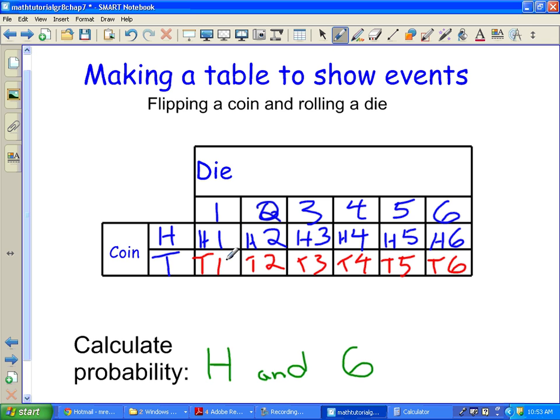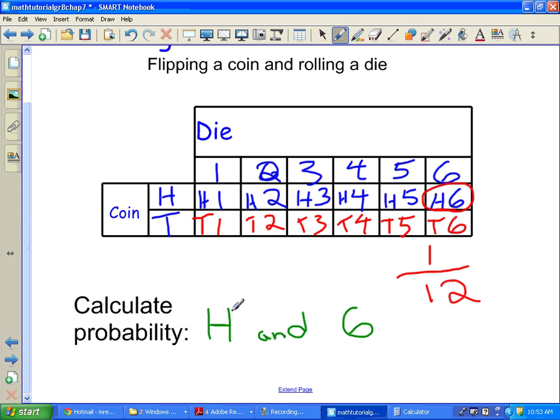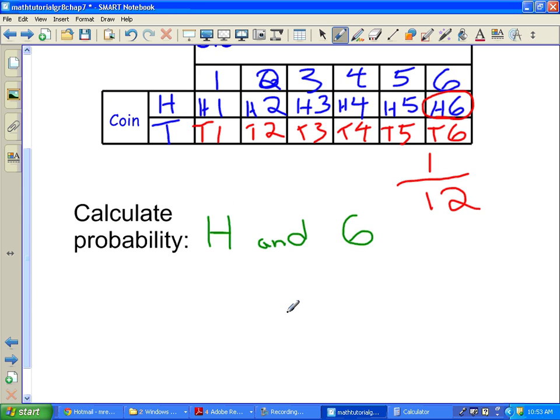Now, there are 1, 2, 3, 4, 5, 6, 7, 8, 9, 10, 11, 12 possible things I could have gotten. 12 possible outcomes. What's the chances of getting a head and a 6 together? Well, there's a heads and there's 6. There's only 1 chance out of 12 that I could have gotten a head and a 6.